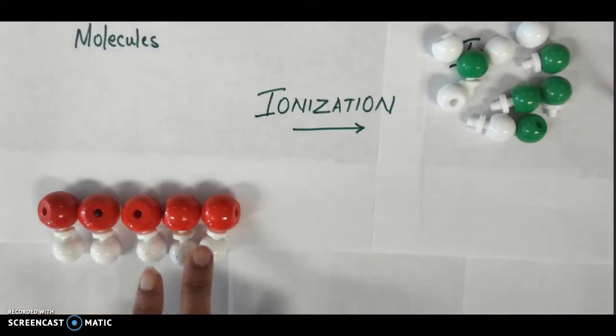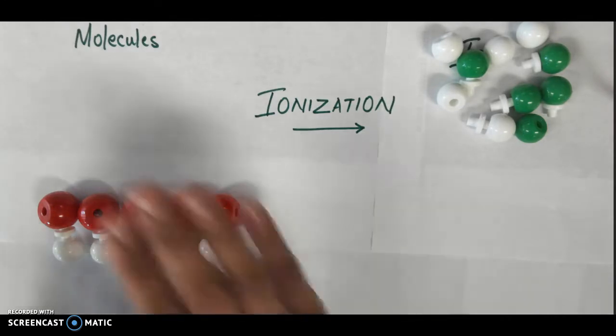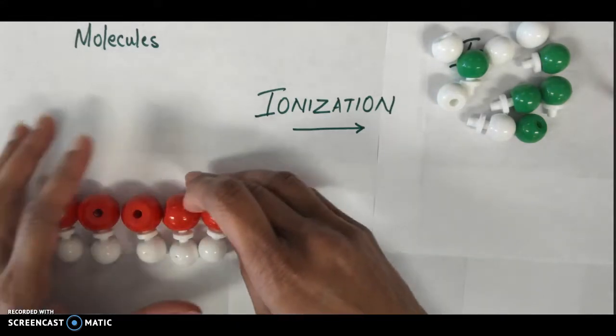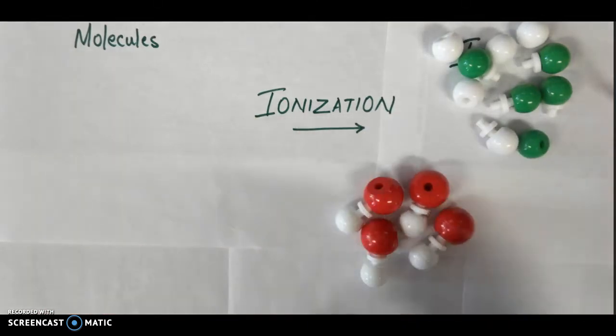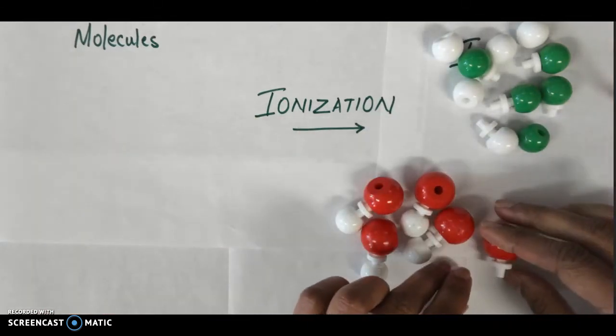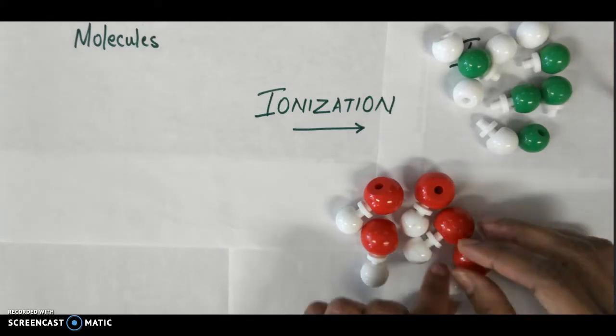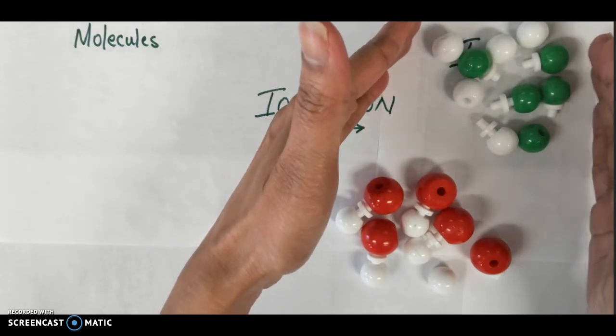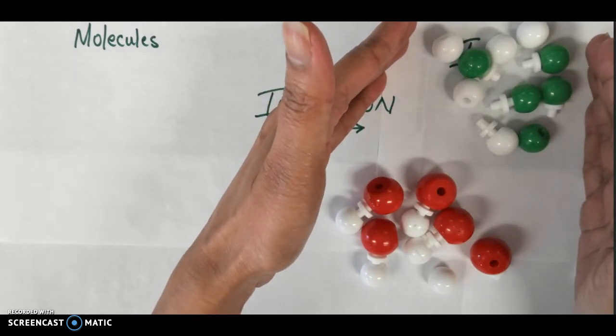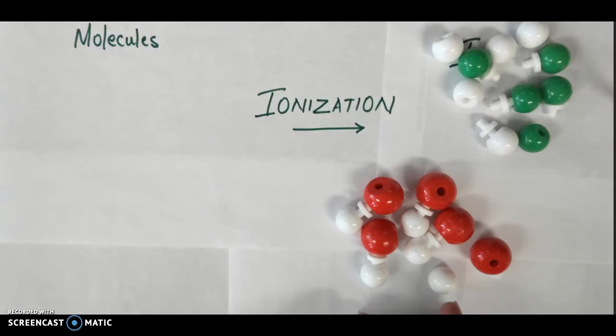On the other hand, if this was an example of a weak acid, out of the 5, probably we will have just one molecule dissociate. So here's how a strong acid, which is 100% ionized, will be different from a weak acid, which is ionized to a very small degree.